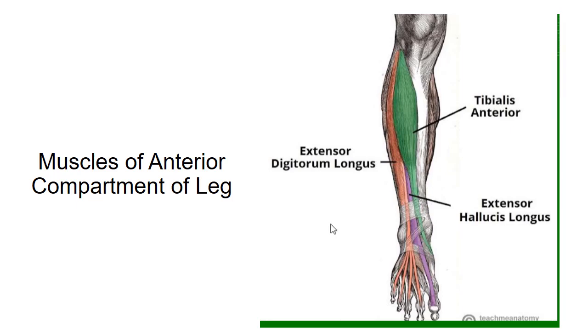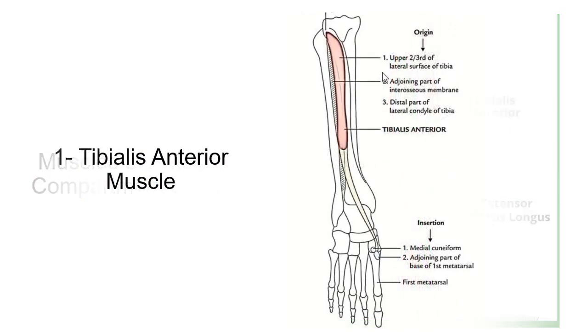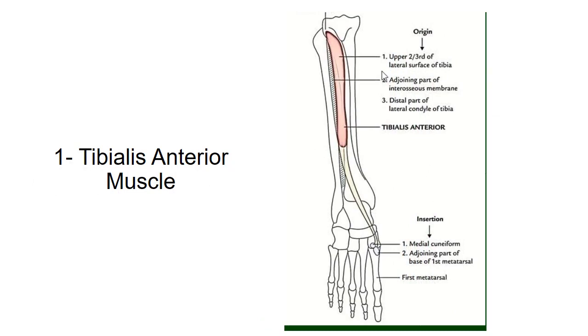We'll talk about origin, insertion and action of these muscles individually. Let's begin with the tibialis anterior muscle. So the first muscle in this group is tibialis anterior muscle. It is the most medial and superficial dorsiflexor.